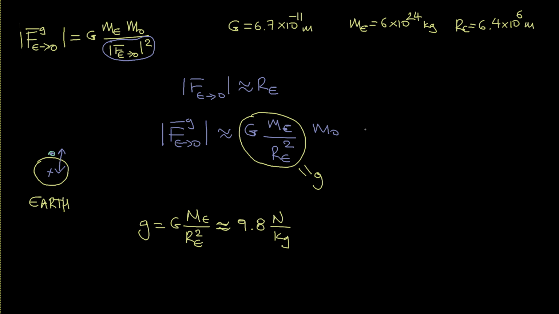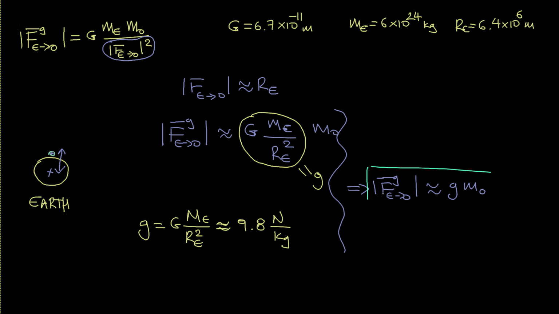So then this expression becomes, if I combine these, the magnitude of the gravitational force from the Earth on the object is g times the mass of the object. And this is a very useful expression. It is very useful to remember that if you're looking for the magnitude of the gravitational force that the Earth exerts on an object near the surface of the Earth, you can just multiply its mass in kilograms with 9.8. This will give you the magnitude of the force in newtons.